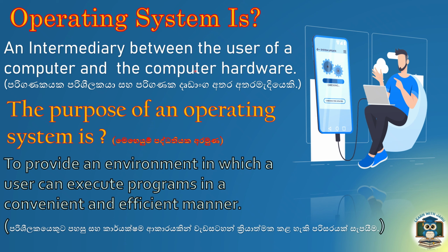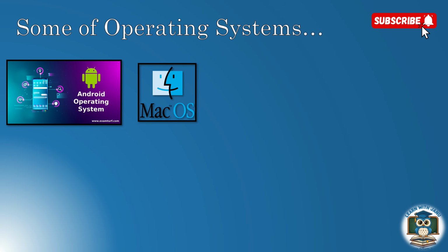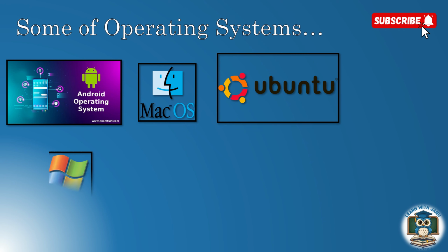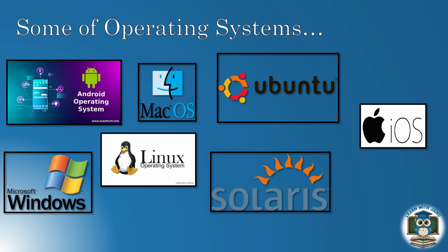So, I'll say it again. The operating system is an intermediary between the user of the computer and the computer hardware. And the purpose of operating system is to provide an environment in which a user can execute programs in a convenient and efficient manner. So these are some examples for operating system. First one is Android operating system, Mac OS, Ubuntu, iOS, Windows, Linux, like this.